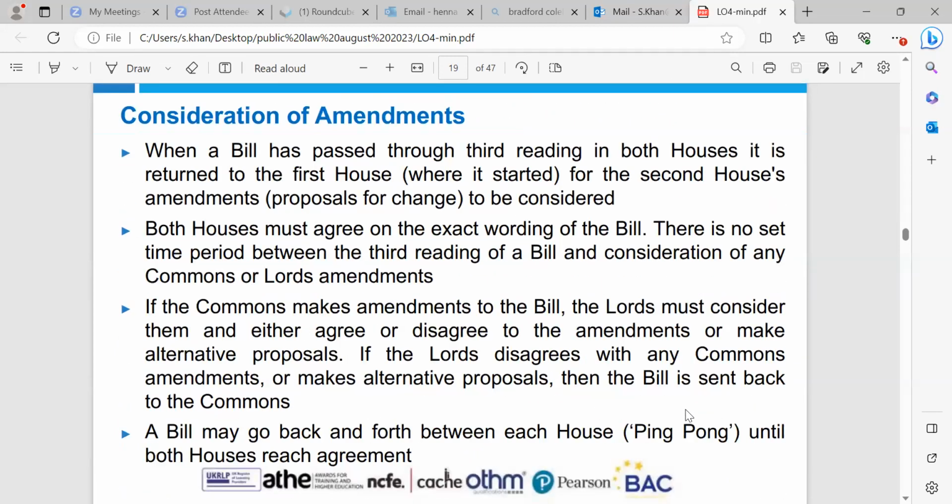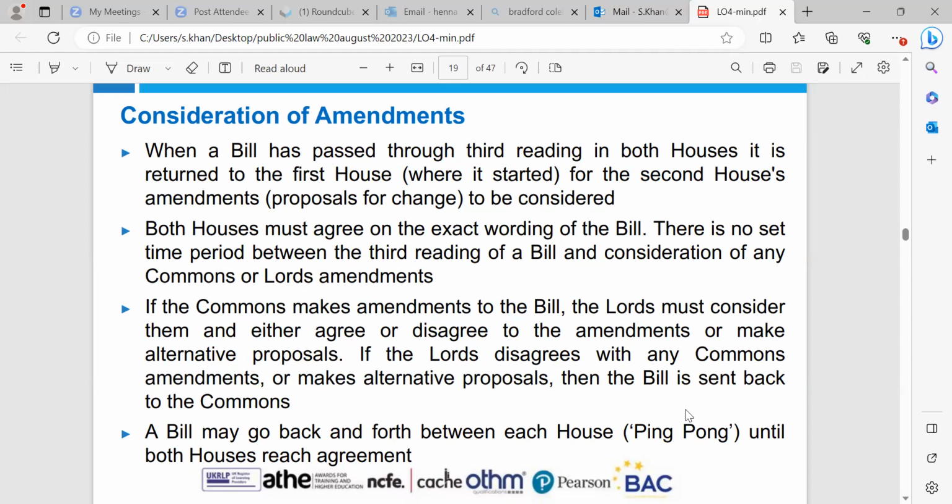Consideration of amendments. When a bill has passed through third reading in both houses, it is returned to the first house where it started for the second house's proposals for changes to be considered. Both houses must agree on the exact wording of the bill. The wording of the bill is so important because then it becomes an act of Parliament. There's no set time between the third reading of a bill and consideration of Commons or Lords' amendments.